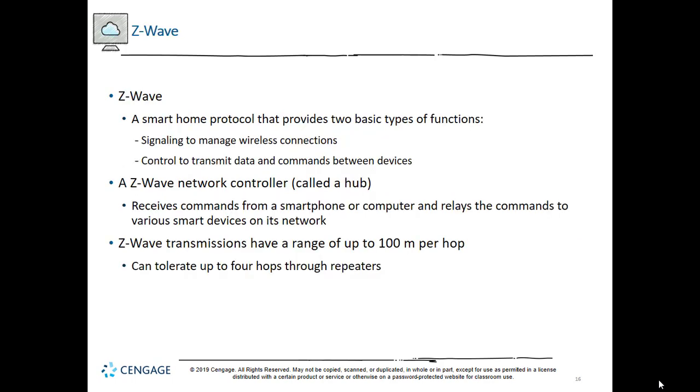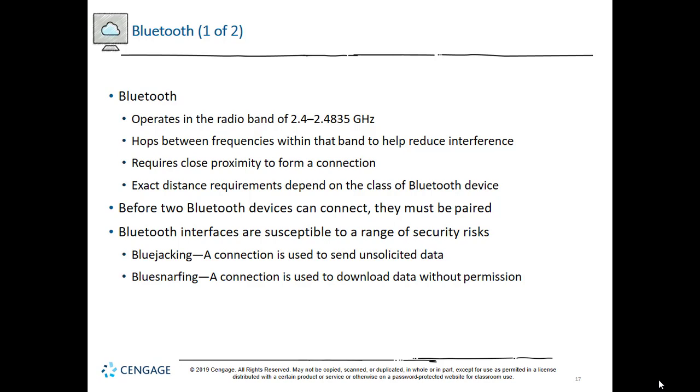There's another one out there called Z-Wave, a smart home protocol that provides two basic types of functions: signaling to maintain or manage wireless connections, and control, to transmit data and commands between devices. A Z-Wave network controller called a hub receives commands from a smartphone or a computer and then relays those commands to various smart devices on its network. For example, if you have a wireless hub to handle the light bulbs in your house, those would be off of Z-Wave.